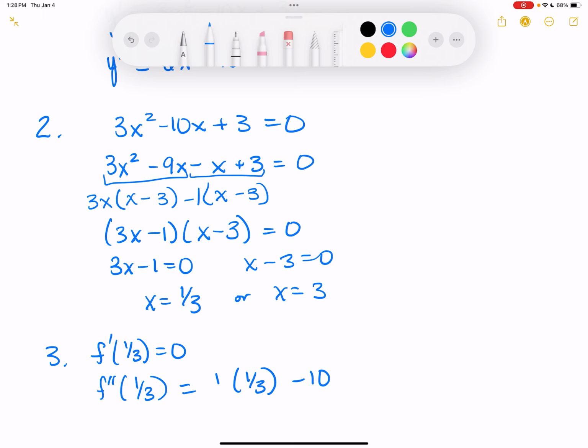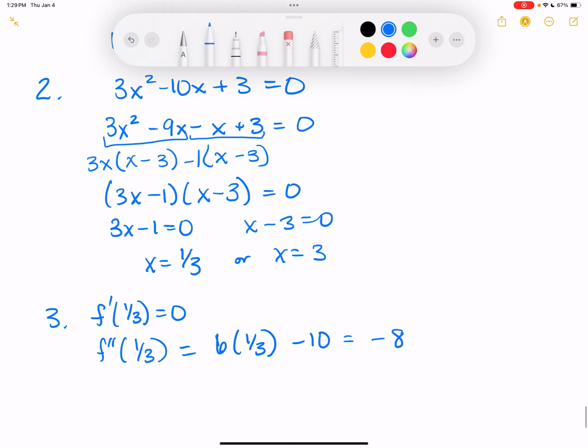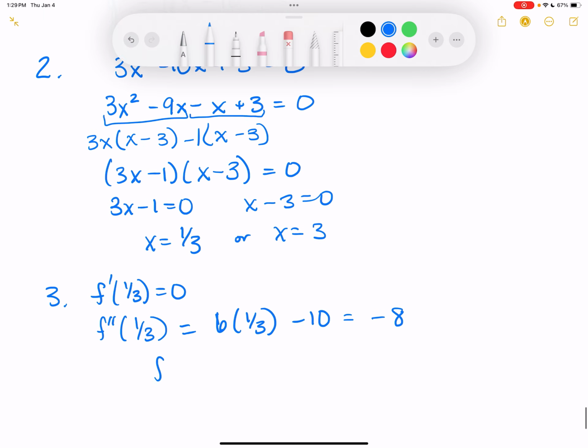Did you try to make that a 6? Yes, it just skipped. Yeah, I looked down and I was like, something's not right. Like there's a number missing. So 2 minus 10 is negative 8. So that means that the second derivative at 1/3 is less than 0. So what does that mean? It's a max. So there's a max there.